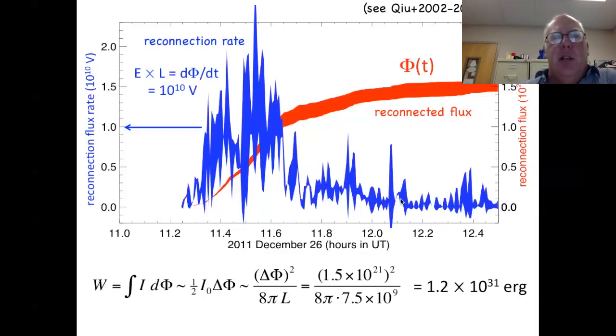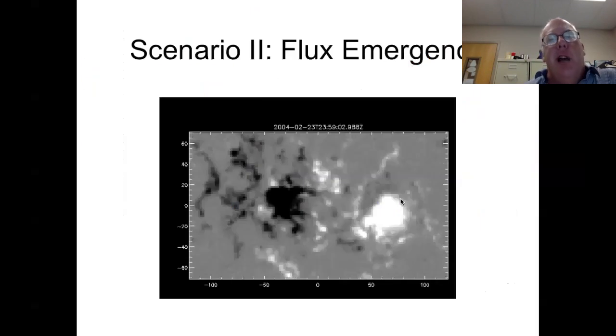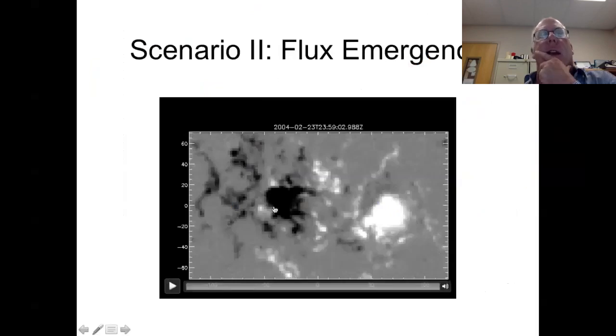I want to just do a quick version of a different scenario for the storage and energy release, which is actually going to have all the same properties in the end, but it has some different aspects that I think are worth noting. And this is a different flare, February 20, it actually starts on the 24th, and it's going to go for a couple of days. This is an MDI magnetogram of just this active region.